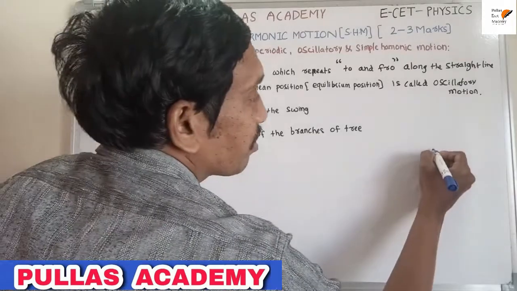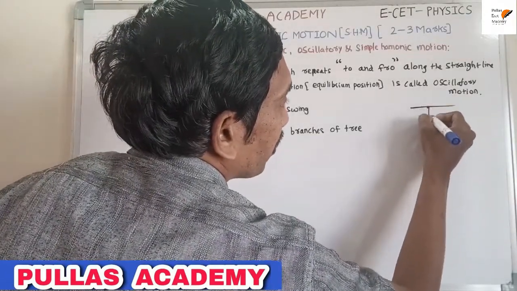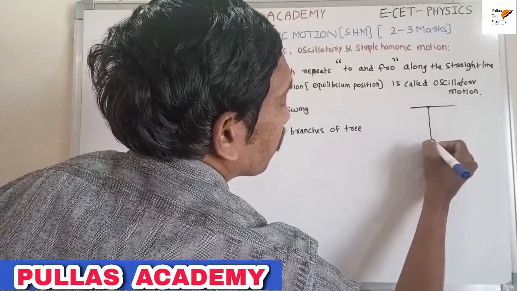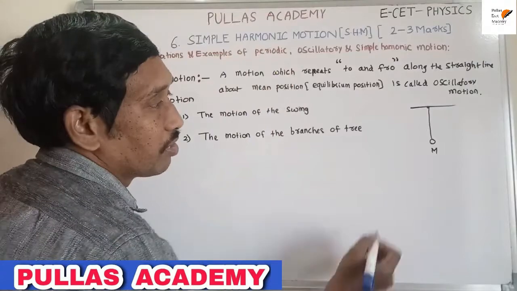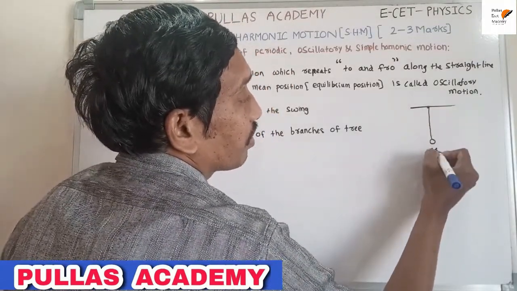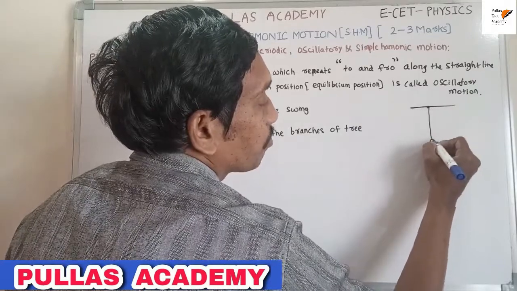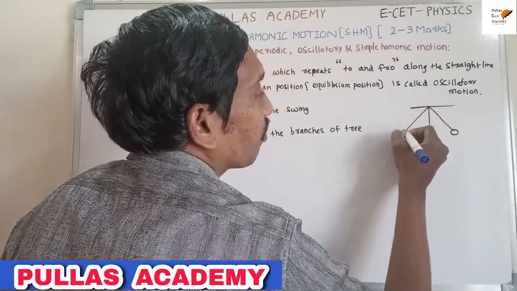For example, this is the mean position. This is an object suspended by a rigid support. This type of body is a simple pendulum, which we will discuss clearly in the next videos. This is the mean position, or center position, or equilibrium position. With respect to this mean position, it is moving in the forward direction and the backward direction.